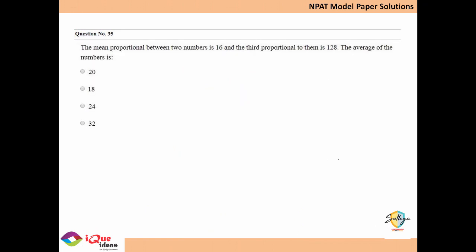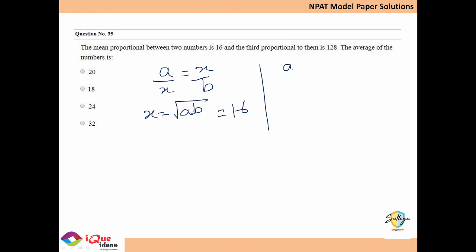Next one. Mean proportional between two numbers is 16. What does that mean? Let x be the mean proportional. So a upon x is equal to x upon b. That means x is equal to root of ab, which is equal to 16. The third proportional, which means if third proportional is y, then a upon b is equal to b upon y, which means y is equal to b square upon a, which is equal to 128.